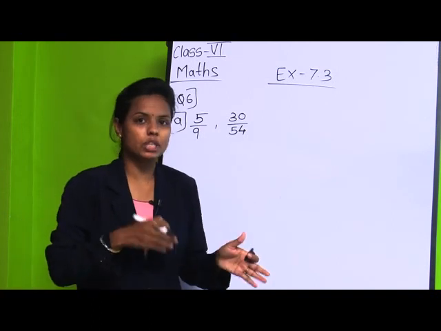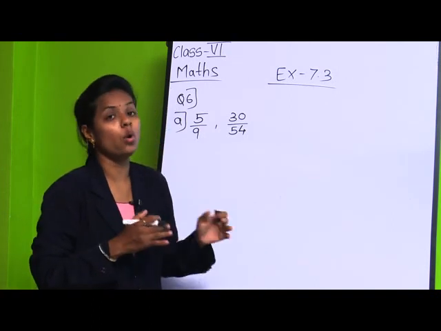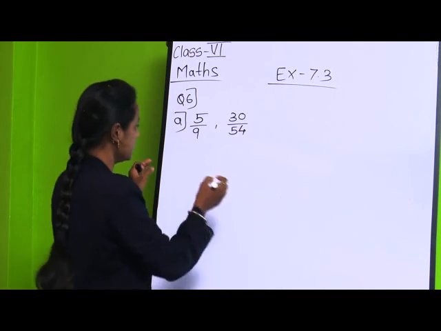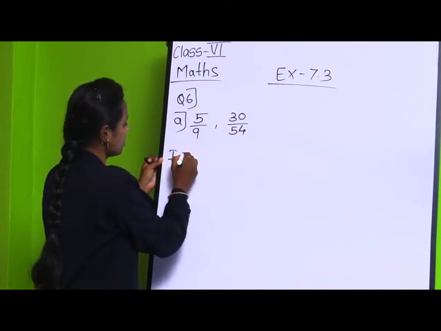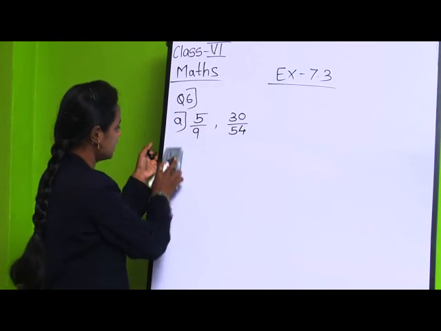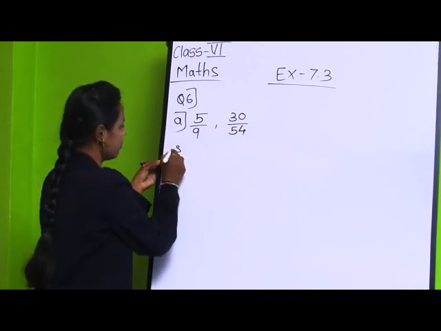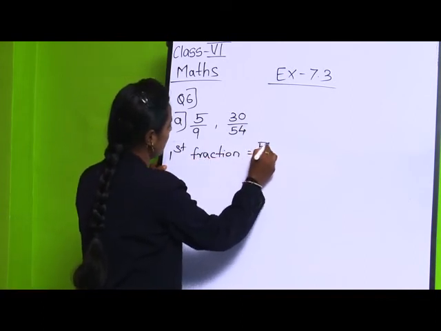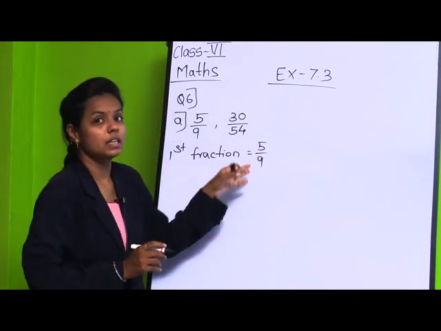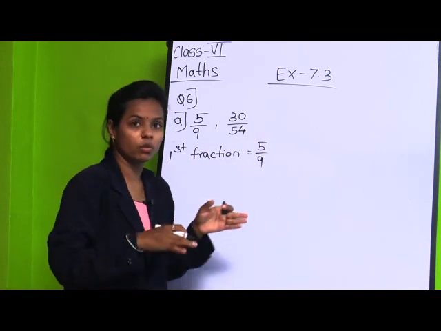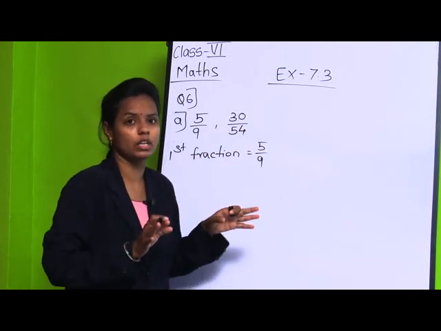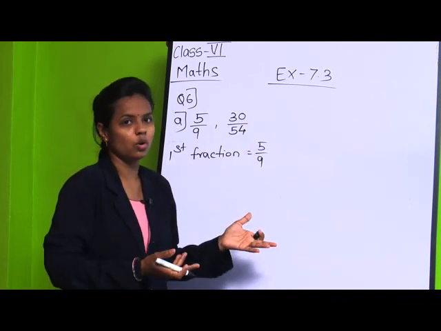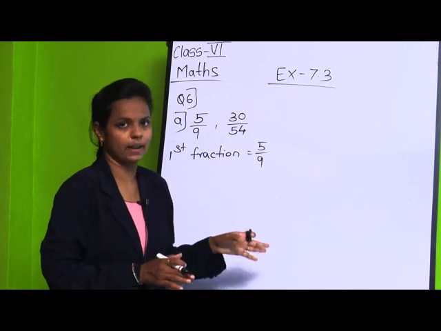To check this, we need to convert them into lowest terms. Let us check. The first fraction is 5 by 9. Students, can you convert it further into lowest terms, or is it already in lowest terms? It means, can both numbers go in any table? No. So these are already the lowest terms.